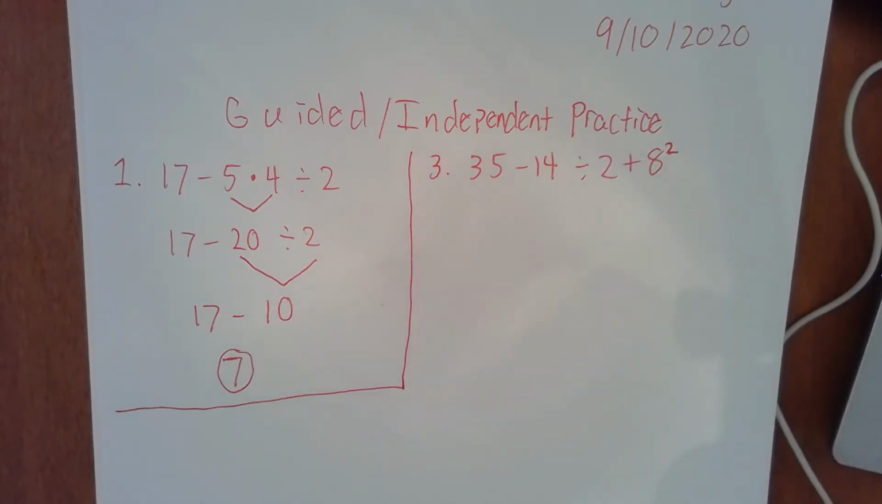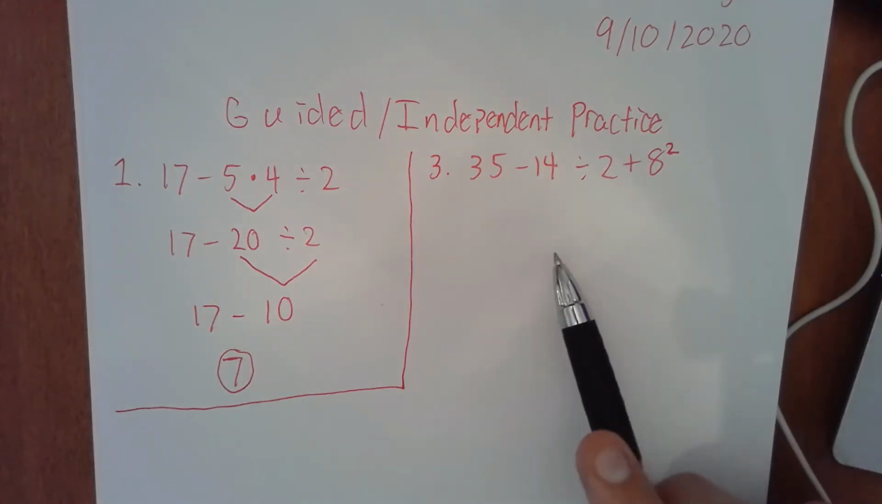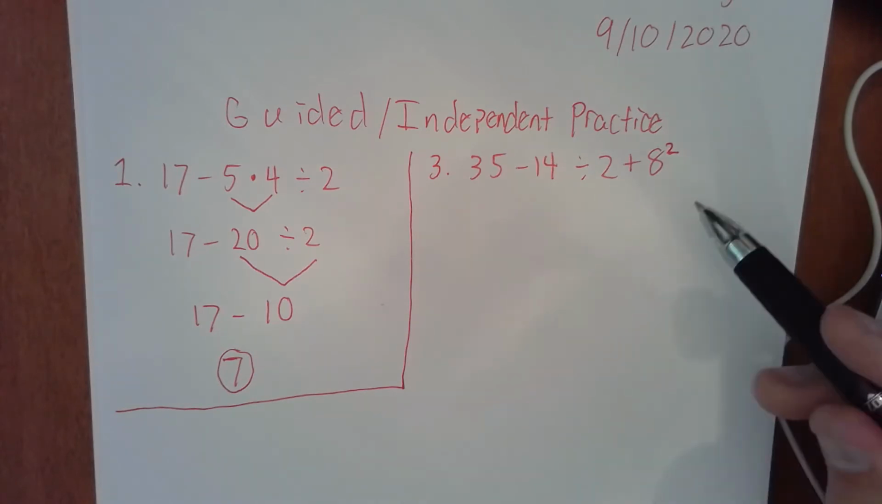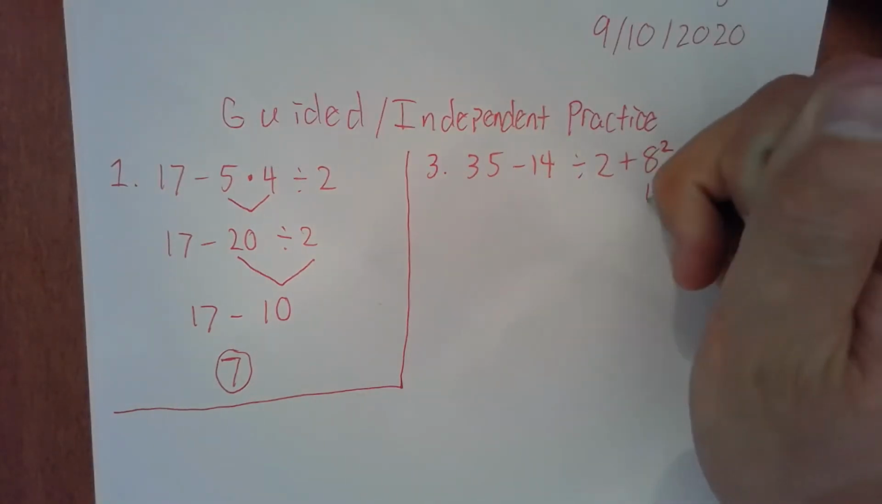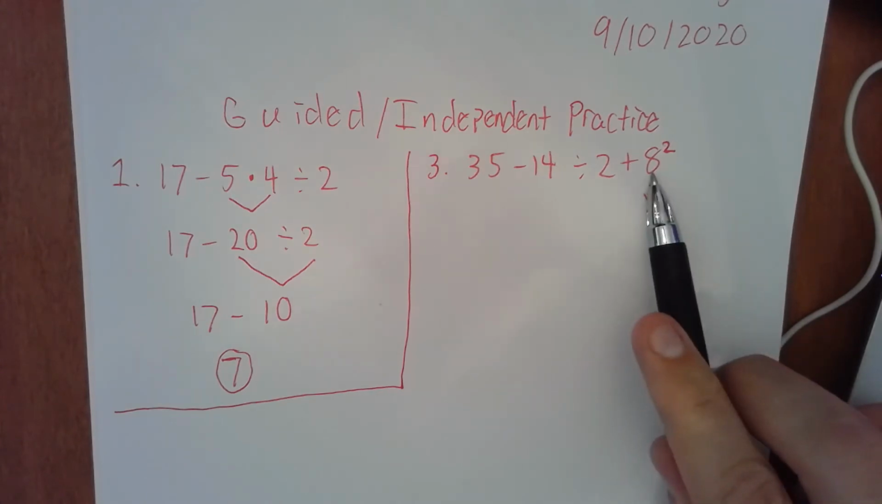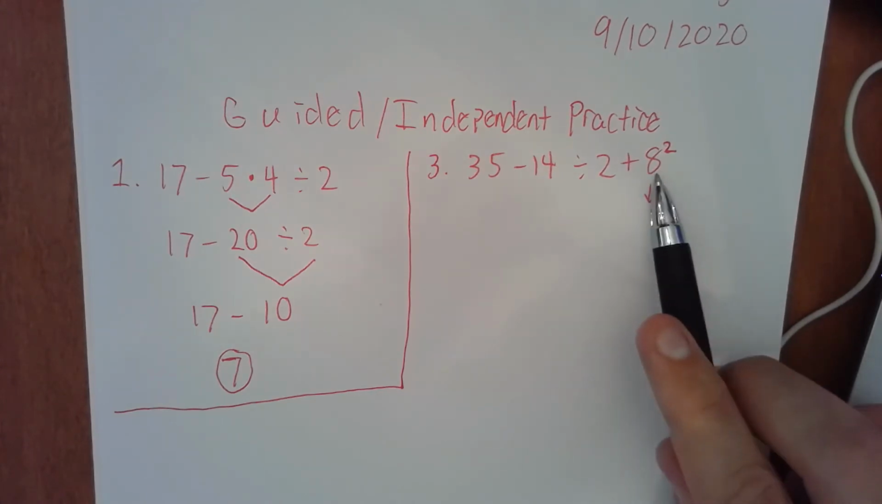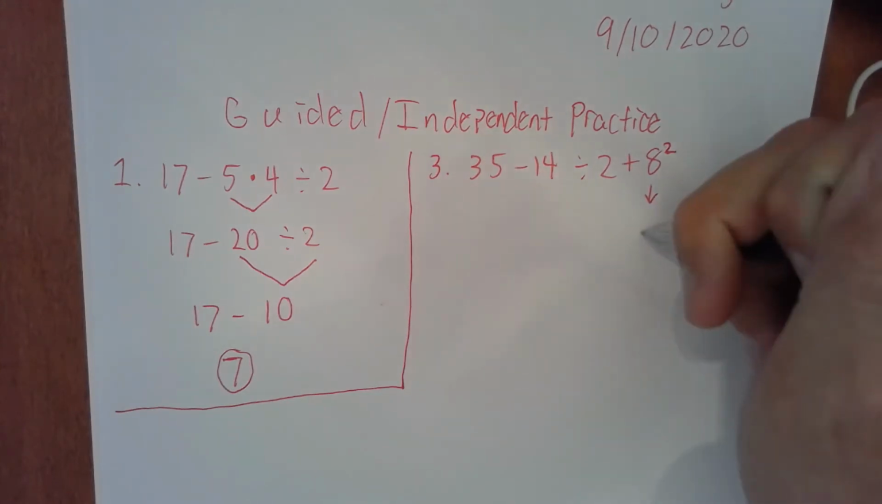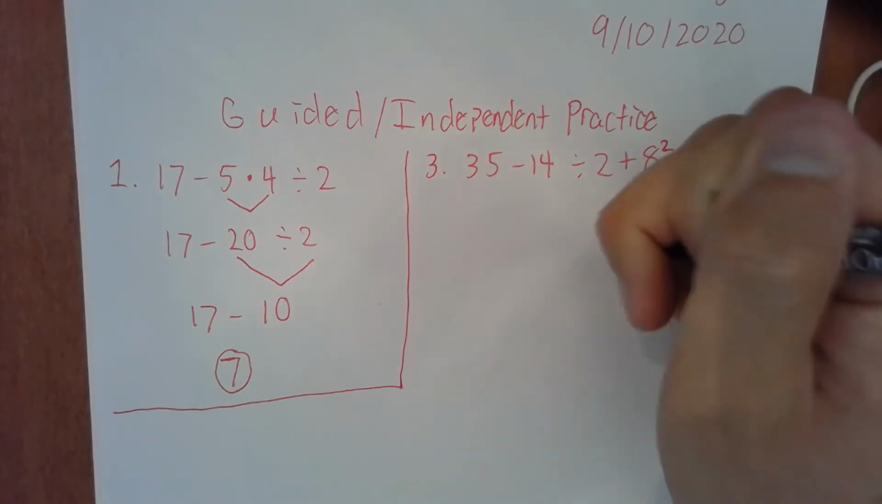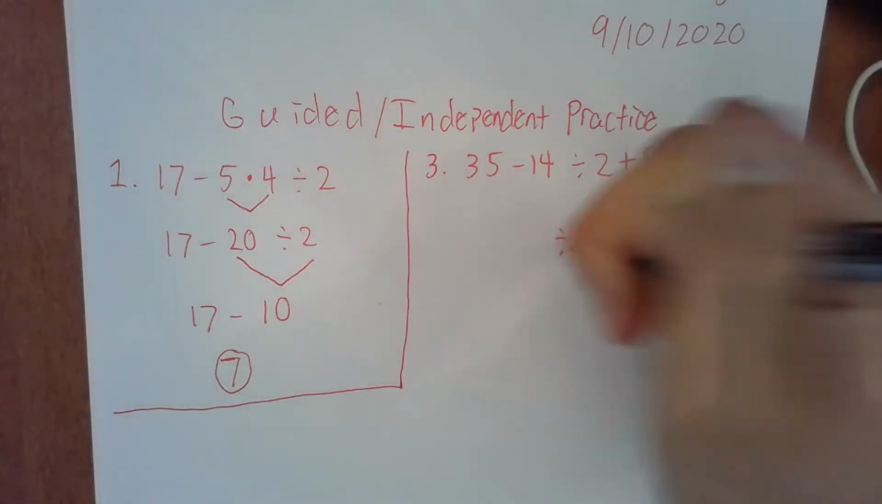In our order of operations, GEMDAS, exponents come before division, addition, and subtraction. So we have to do our exponent first. And remember, the exponent tells you how many times you need to multiply the base by itself. So this is actually 8 times 8, not 8 times 2. So 8 times 8 is 64. Just bring the rest of it down.